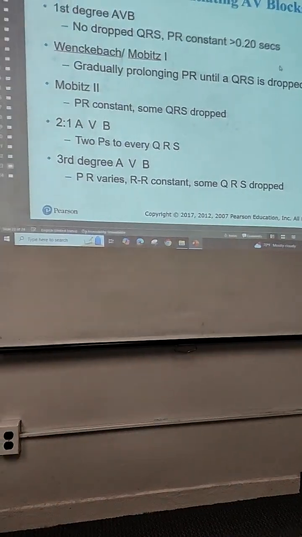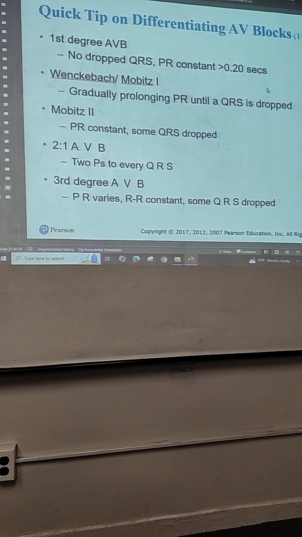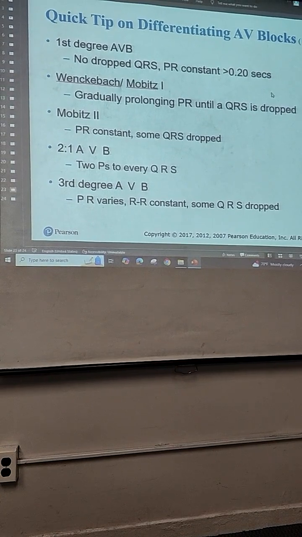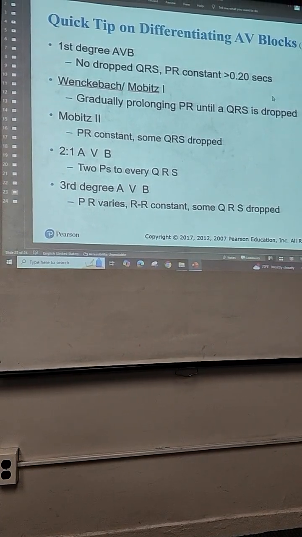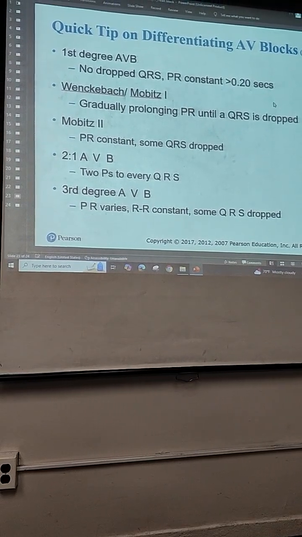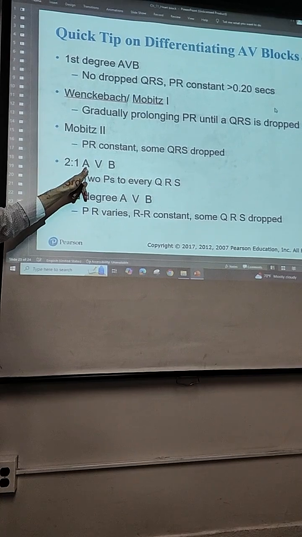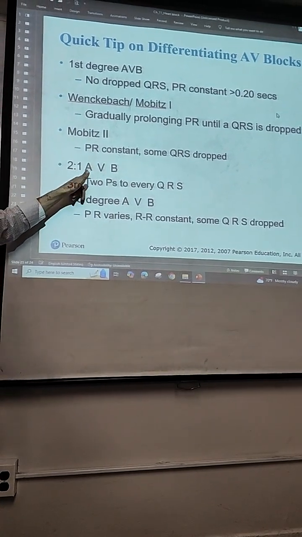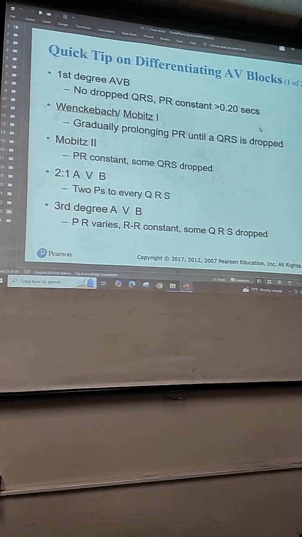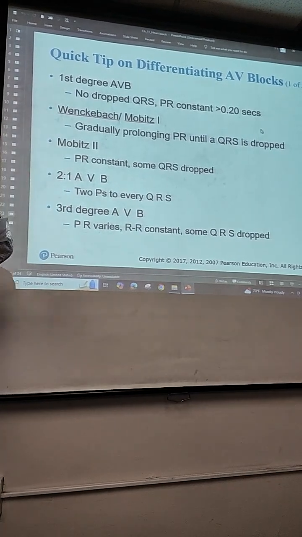Okay, so let's do a little review. First degree, no dropped QRS, PR constant, more than 0.20 seconds. So the whole chapter is summarized here. Forget about this A, B, D. This is the AV block. So don't worry about that part, because this is the third degree.